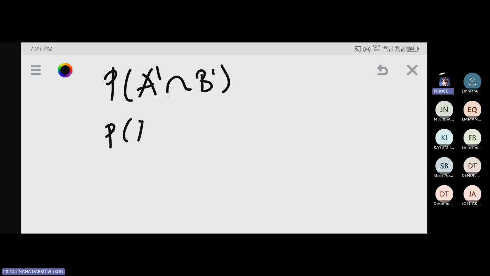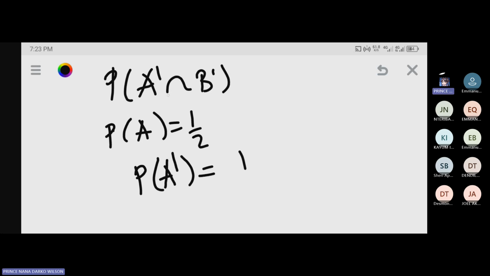Okay, we proceed. The fourth question says we should find the probability of A complements and B complements all occurring. So then let's do that. This means that we need to find probability of A complements, multiply that by probability of B complements, since this is an AND probability. So probability of A is 1 over 2. Therefore, the probability of A complements is going to be 1 minus 1 over 2, and that will give us 1 over 2 if we do the subtraction right.